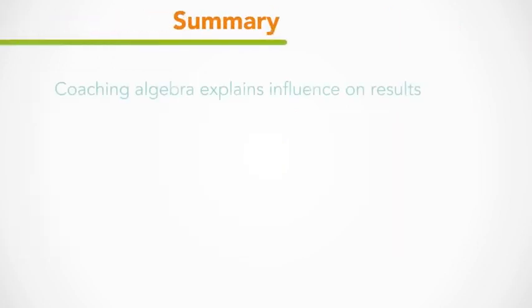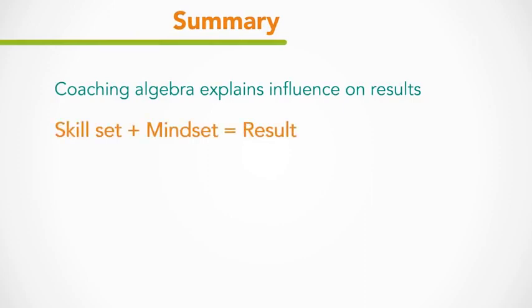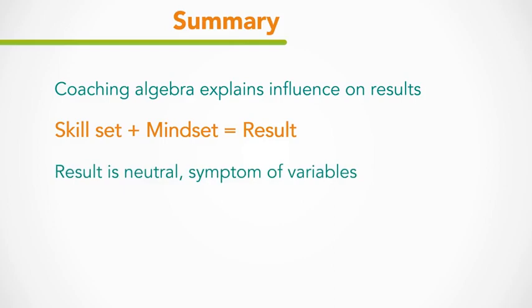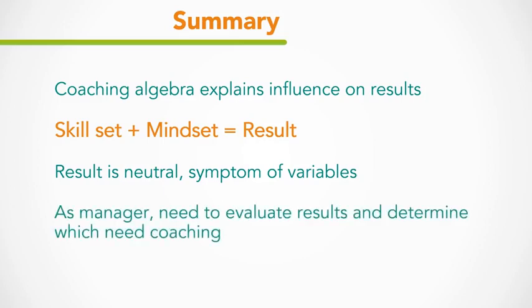So in summary, coaching algebra is an equation where we have two variables that help determine a result. And in this case, our two variables are our skill set, or how, plus our mindset, or why. Those combine to equal a result, or what. And a result is always neutral. A result is a symptom of inputs, or in this case, variables of our skill set and our mindset. So if we are not getting the result that we want, then we need to evaluate that through our employees' mindset and skill set and see which one or both need coaching.